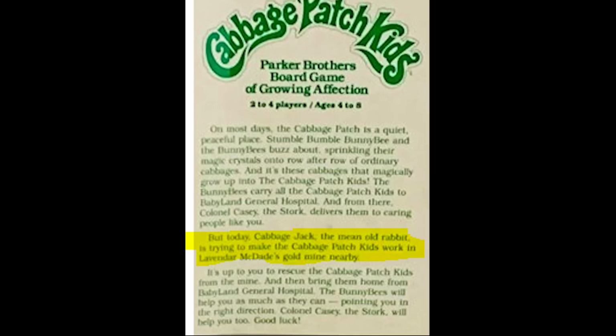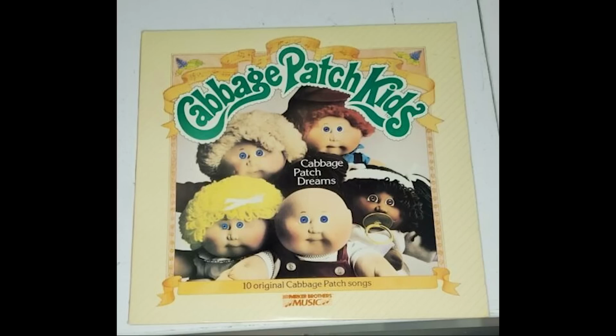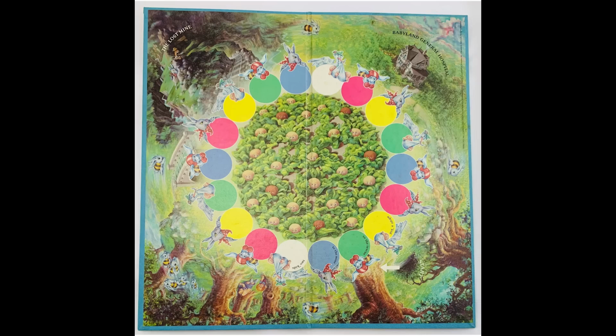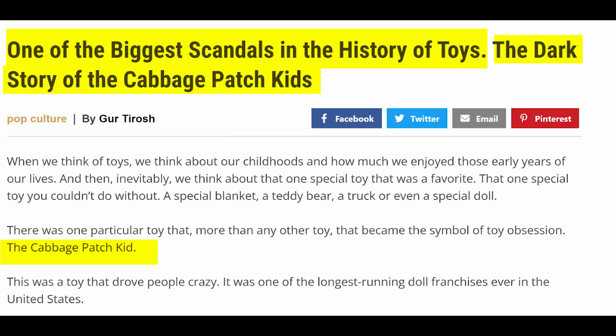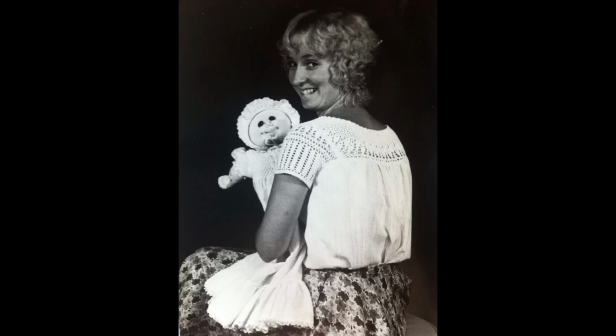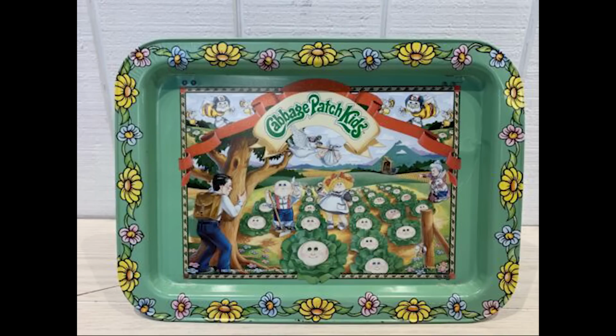You can get all the exposition for the lore in the story through their 10-song album. It goes over how they were created, to the witch, to even a lament about their enslavement. It's pretty dark. The original concept for the cloth dolls was created by Martha Nelson Thomas, and she called them doll babies. And the story really had nothing to do with cabbages or chimeras or witches.